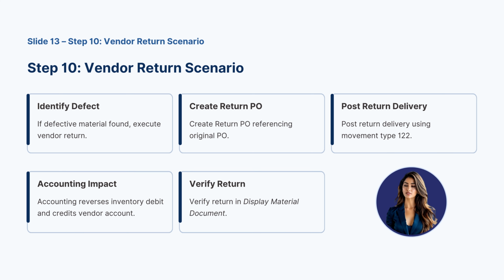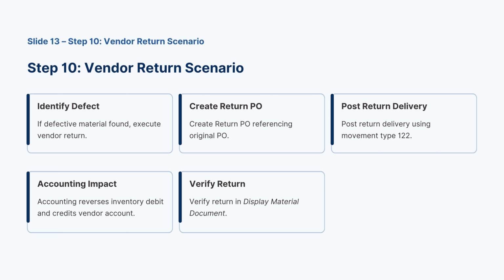Step 10. Vendor return scenario. When goods are defective, create a return PO referencing the original PO. Post a return delivery using movement type 122. This reverses the inventory increase and credits the vendor account automatically. You can verify the transaction in Display Material document. Such returns are common during supplier non-conformance cases.